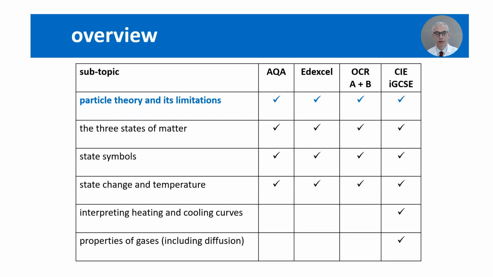Here is an overview of the lesson. We'll start with particle theory, move on to the three states of matter, state symbols, state change and associated temperatures, interpreting heating and cooling curves, and then the properties of gases. If you are following AQA, EdExcel, OCR A or B, you should pay particular attention up to state change and temperature. iGCSE would include interpreting heating and cooling curves and the properties of gases.